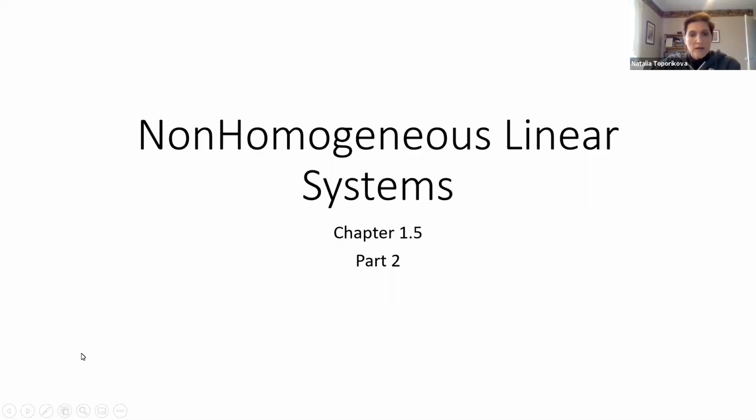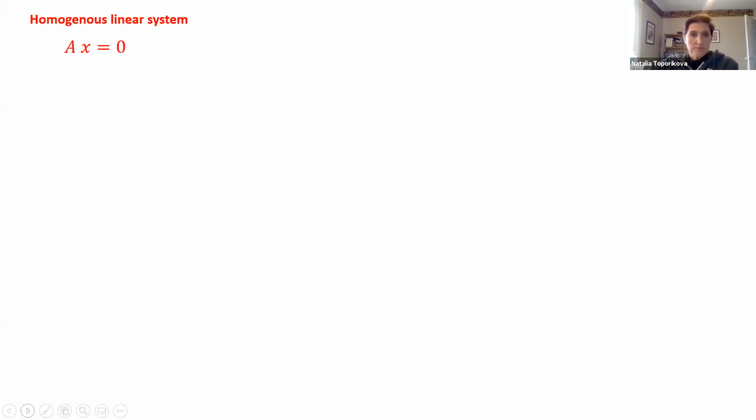Hello, everybody. This is the second part of chapter 1.5, and we will talk about non-homogeneous systems. So last time we talked about the homogeneous systems, basically systems which have a right-hand side equal to 0. And we found that those systems, if you have free variables, then they have a solution equal to t, which is any number, absolutely any number, times vector v, or a linear combination of vector v, or the span of vector v. So that was very convenient and easy to interpret geometrically.